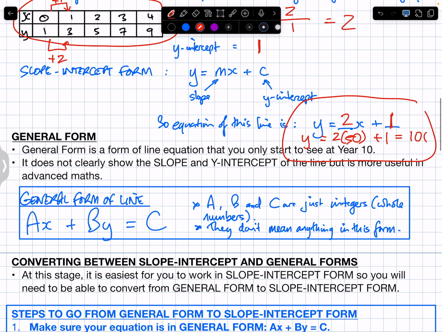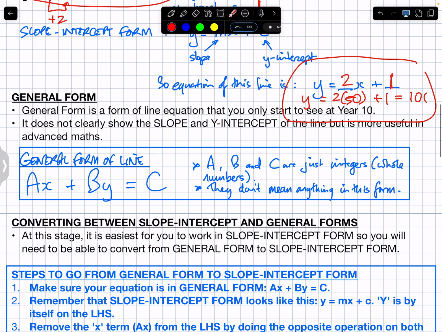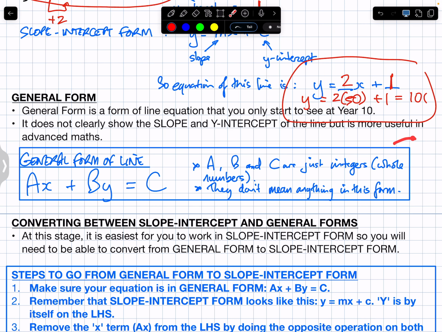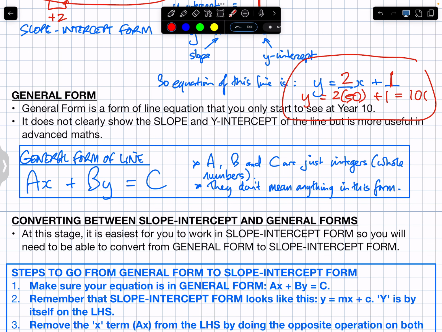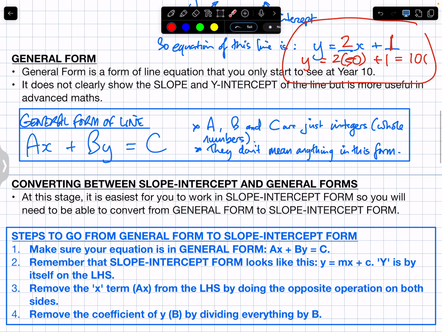Okay? Now, I went over in previous lessons the general form of a line. This one's quicker because it's ax plus by is equal to c. A, b, and c don't mean anything in this form. They just have to be whole numbers. So can you get that down? You'll notice we're not up to maths yet. We're just defining things. The maths comes here where I just show you how to go between forms. So can you get general form, please?